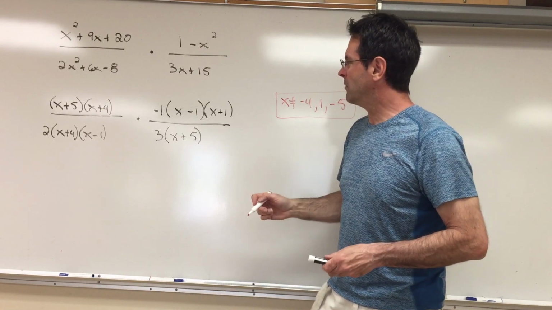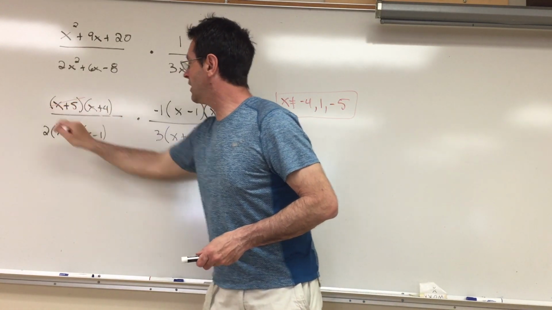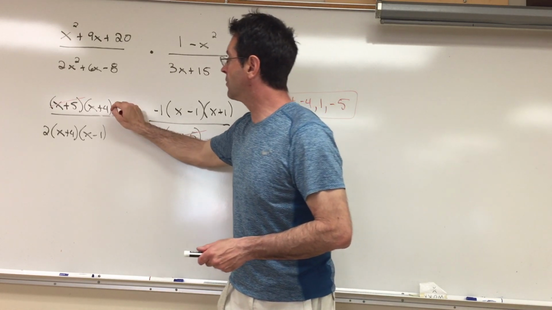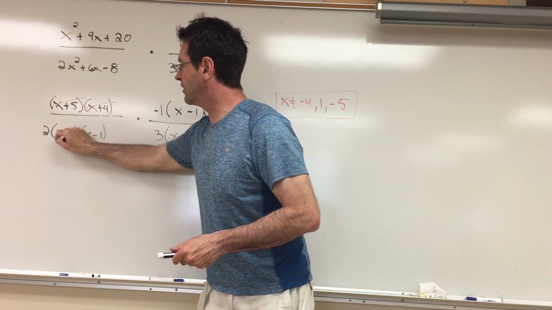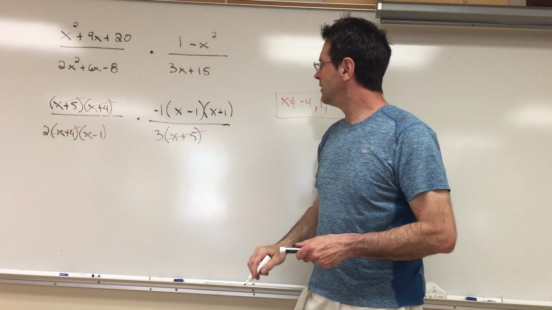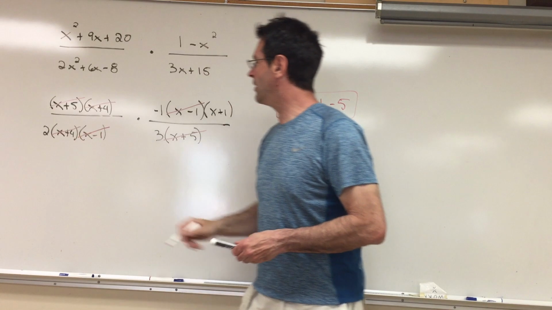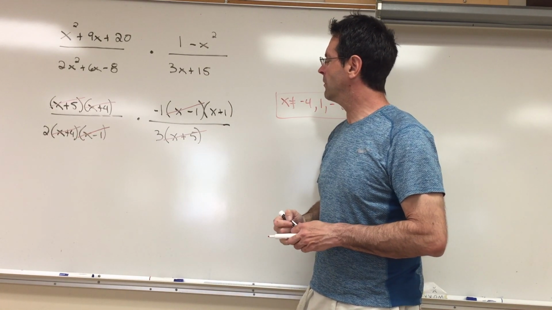Now, cancel out top and bottom. I've got an x plus 5 in the top and an x plus 5 in the bottom here. I got an x plus 4 in the top and an x plus 4 in the bottom here. I got an x minus 1 in the top here and an x minus 1 in the bottom here. So we cancel them out one by one here.